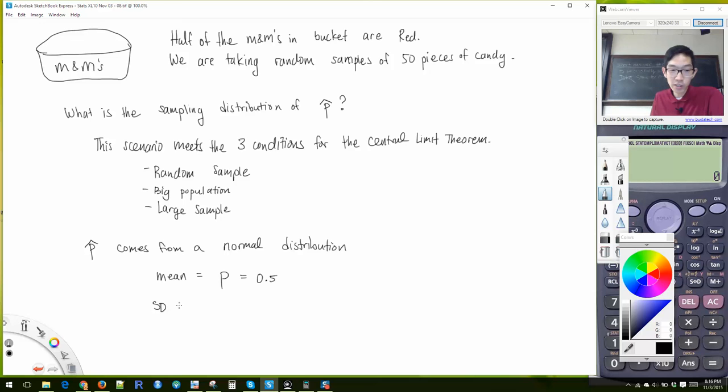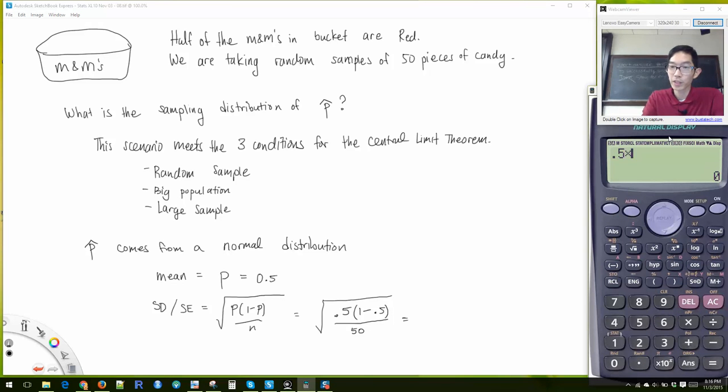And the standard deviation, or we might call it the standard error, is equal to this quantity, p times 1 minus p over n, right? So in this case I have what? I have p is 0.5 times 1 minus 0.5 divided by, what is n, my sample size? 50. I'm drawing 50 pieces of candy, so my n is 50. Okay, and what does this quantity turn out to be? So I'm going to do 0.5 times parentheses 1 minus 0.5, close parentheses, divided by 50. I get 0.005, and I'm going to take the square root of that. Square root of my answer, and I get 0.0707.